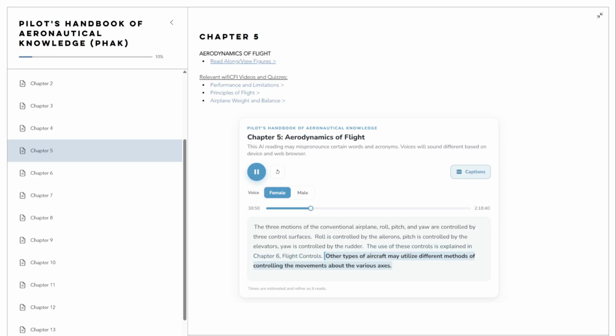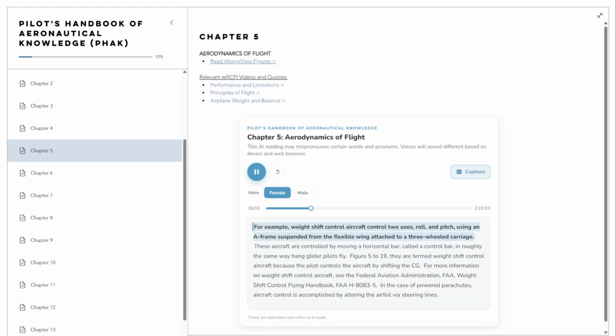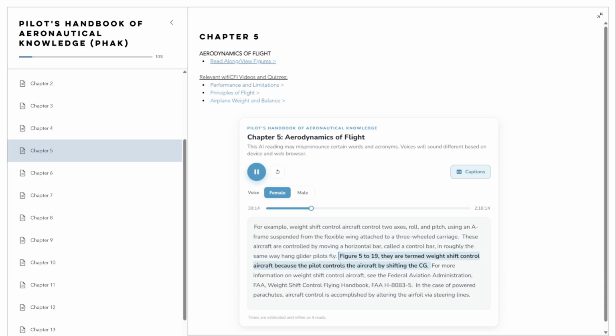Other types of aircraft may utilize different methods of controlling the movements about the various axes. For example, weight shift control aircraft control two axes, roll and pitch, using an A-frame suspended from the flexible wing attached to a three-wheeled carriage. These aircraft are controlled by moving a horizontal bar, called a control bar, in roughly the same way hang glider pilots fly (Figure 5-19). They are termed weight shift control aircraft because the pilot controls the aircraft by shifting the CG.